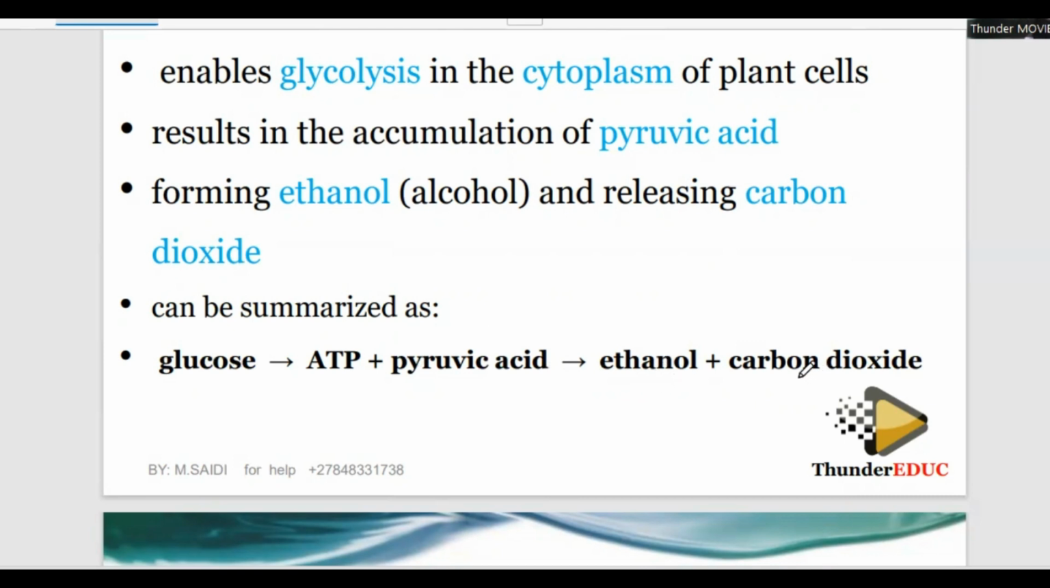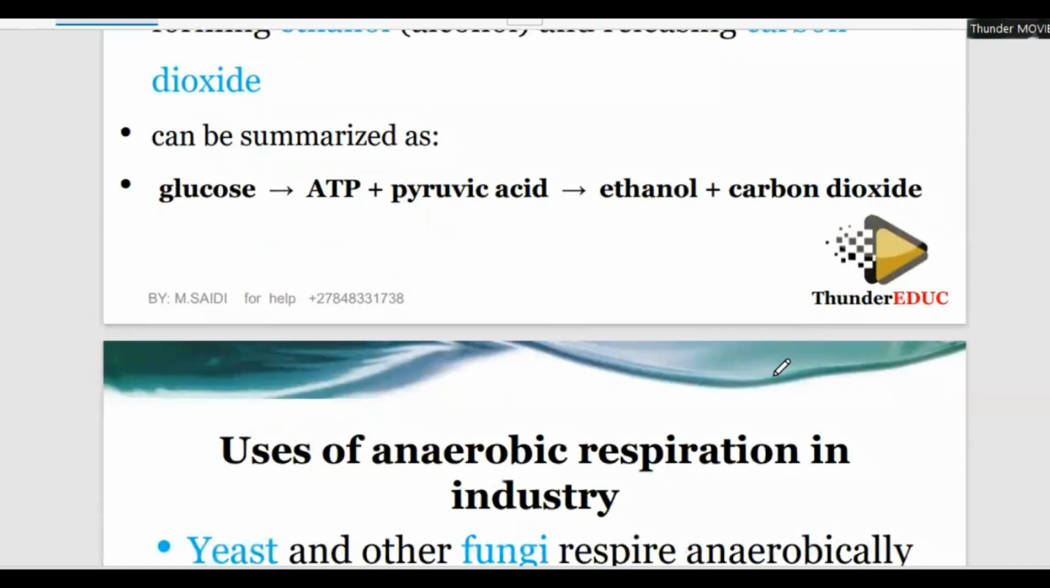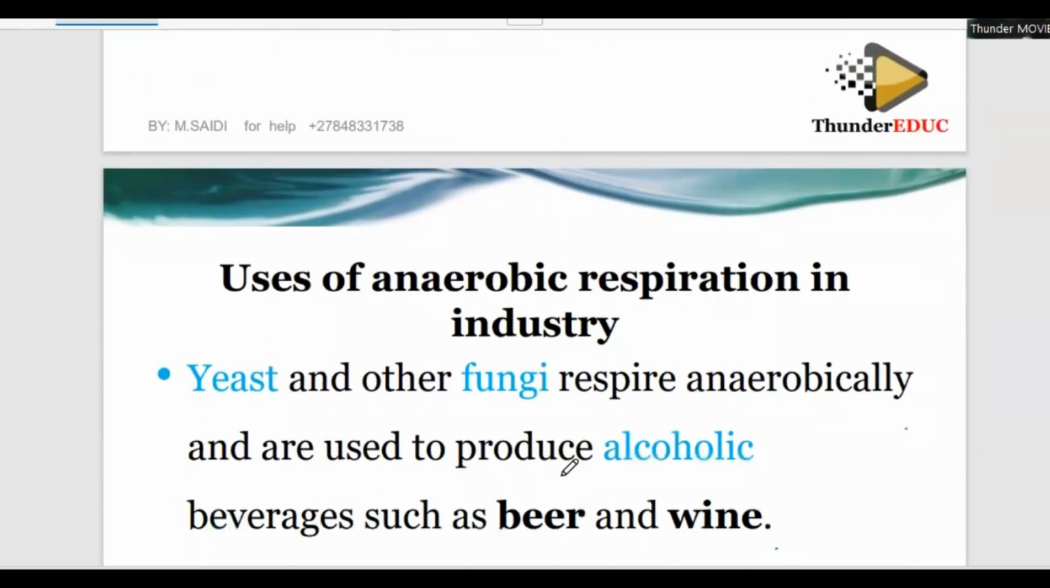Hence, you have the alcohol in the dirty thing you are trying to drink. So the alcohol is there. However much it could be, the percentage is a little bit smaller due to less separation of this alcohol from other residues. So what are some of the uses of anaerobic respiration in industry?